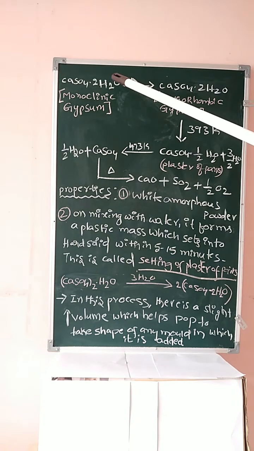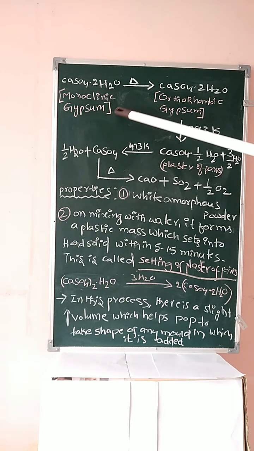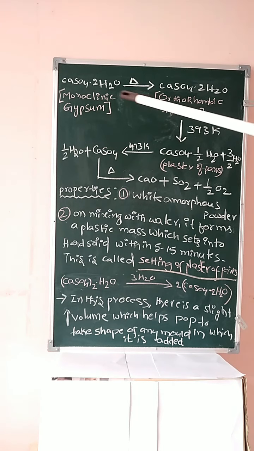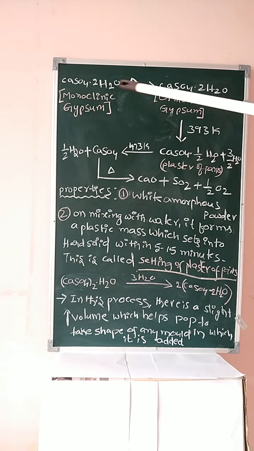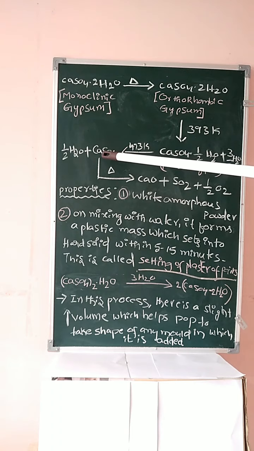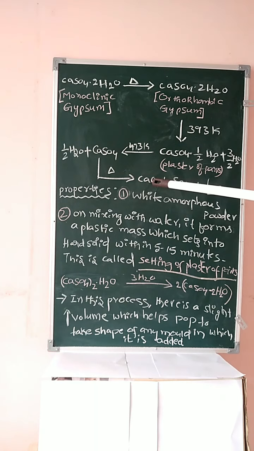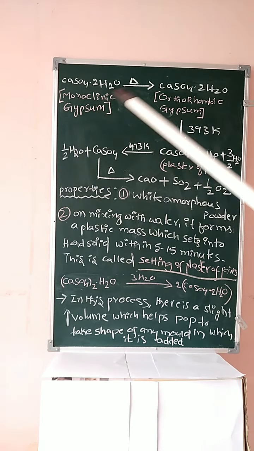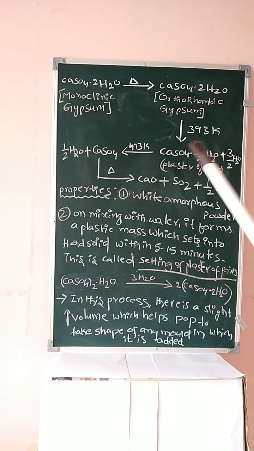Gypsum is present generally in monoclinic form. That can be heated and converted into orthorhombic form, from which plaster of Paris will be obtained. Directly from gypsum to plaster of Paris is not obtained, student. The sequence is: monoclinic to orthorhombic to plaster of Paris to dead burnt plaster to quicklime, sulfur dioxide and oxygen. In examinations, they will give it like this, students.